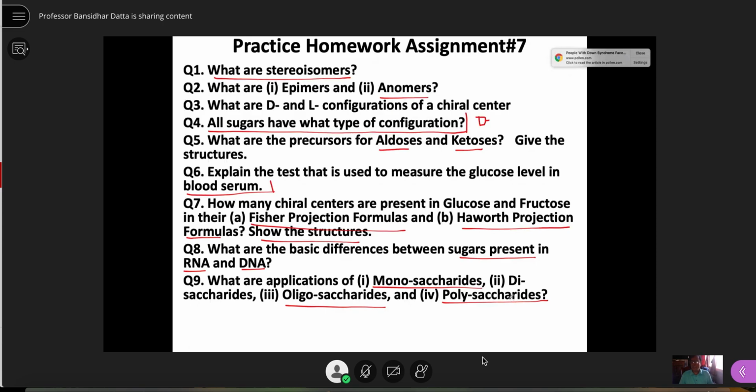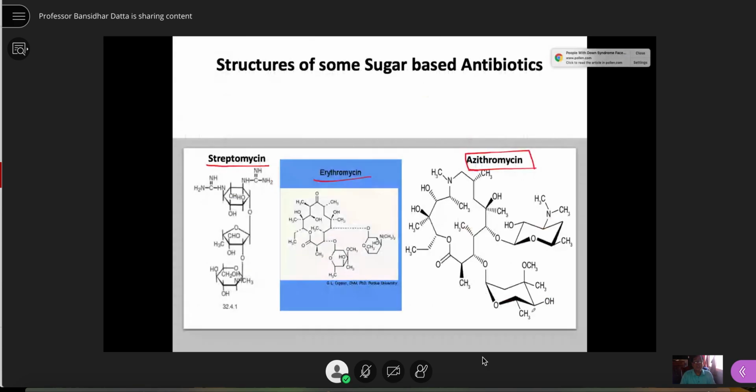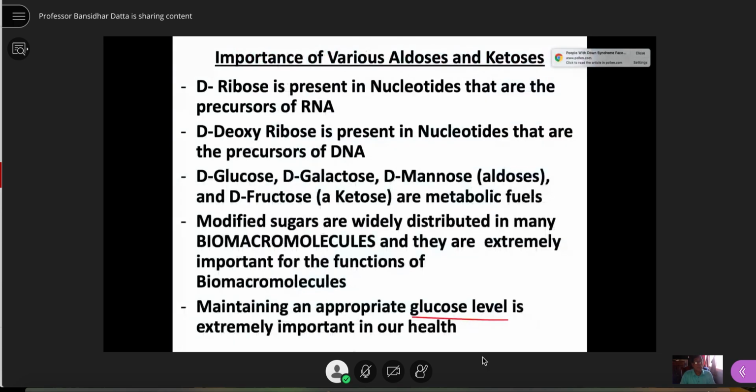Any questions before I go to the next step? Yes? All right. Seems like no questions. So now, remember what we talked about earlier. So this is the slide, for example, right here. So D-glucose, galactose, mannose, all those things are metabolic fuels.